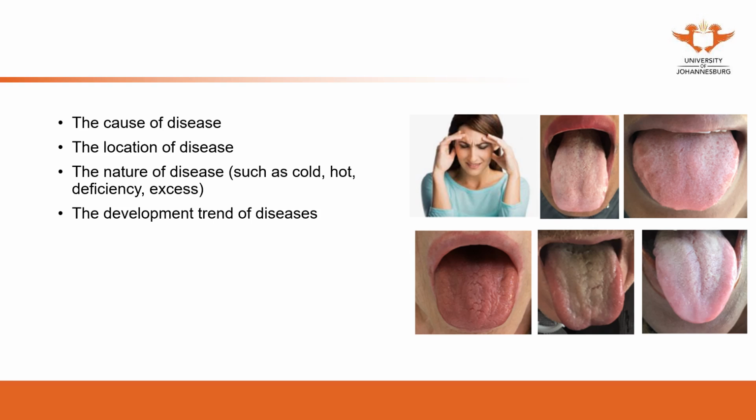So from the symptoms and signs, we need to identify the nature of the disease. When we talk about the nature of the disease, we talk about the cold property, or the hot nature, the deficiency or the excess nature of the disease. These will include the differentiation, as well as the consideration of the body constitution and the development trend of the disease.